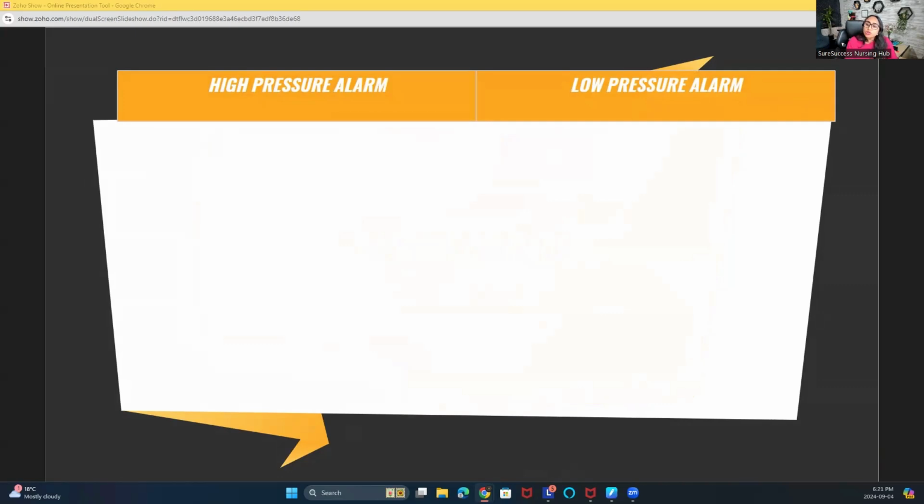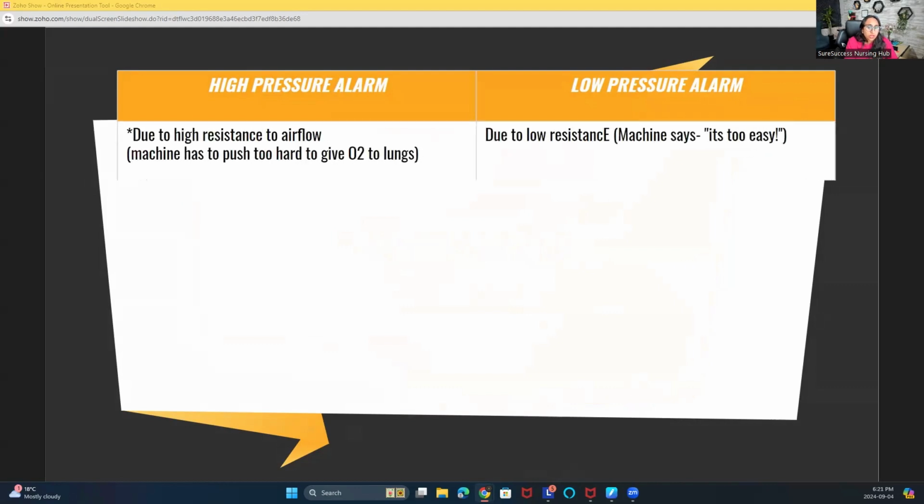So first of all, you should know what high pressure alarm and low pressure alarm mean. High pressure means the ventilator is telling you that I am putting too much pressure when giving the breath to the patient. You set me at 20 mmHg of pressure, but I am taking 40 mmHg to give the breath to the patient. It is talking to you.